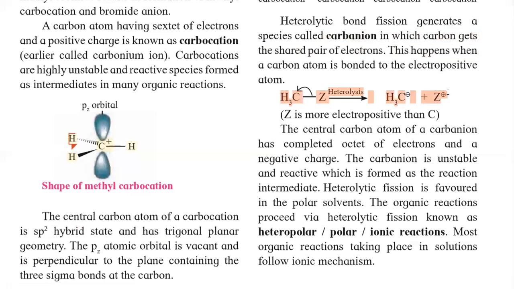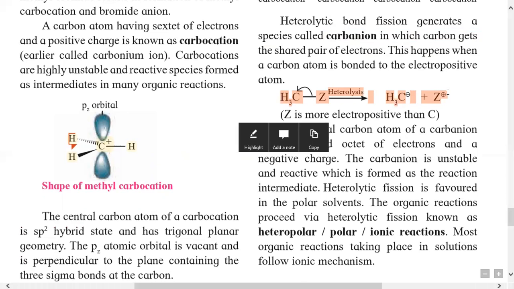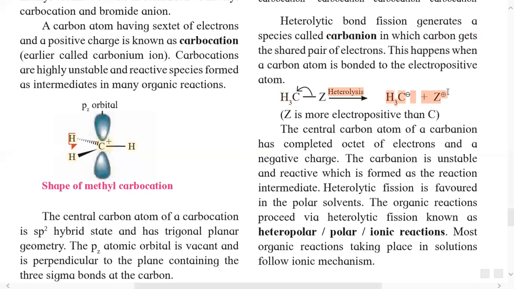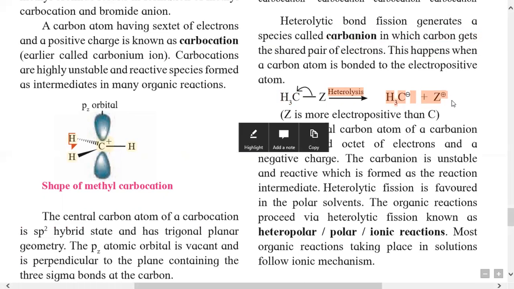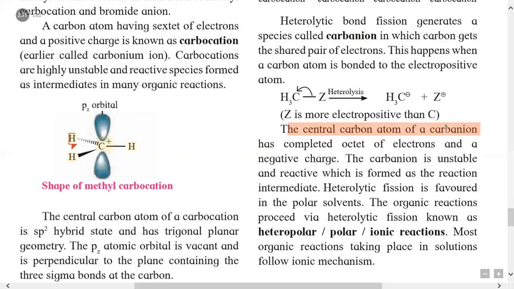Here the single bond is present between CH3 and Z. Here Z is electropositive and therefore the shared electron pair goes to the methyl group, which possesses a negative charge. So CH3 negatively charged is called a carbanion, and the other is Z plus ion, a cation. So the central carbon atom of the carbanion is completed with an octet of electrons.